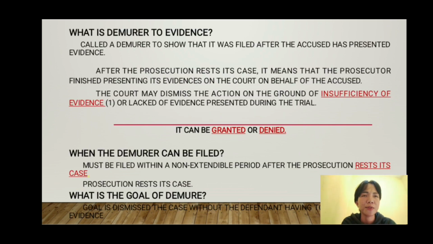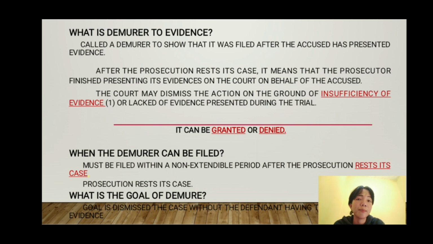So, what is demurrer to evidence? It is called a demurrer to evidence when it is filed after the prosecution has rested its case, which simply means that the prosecutor has finished presenting its evidence in court. On behalf of the accused, the court may then dismiss the action on the ground of insufficiency of evidence, or lack of evidence presented during the trial.